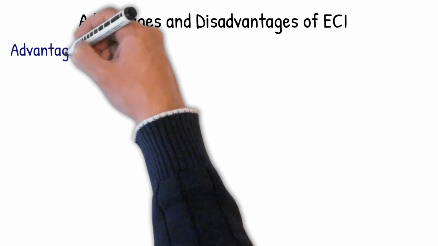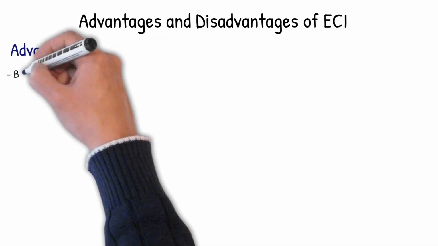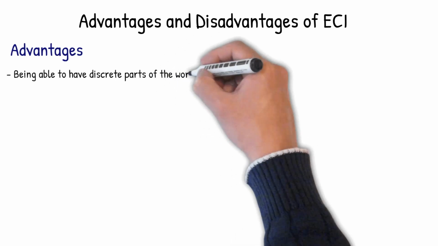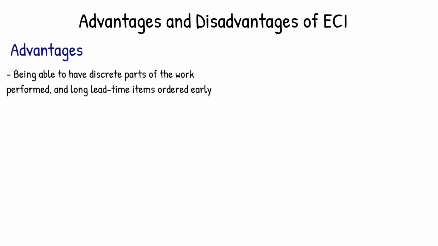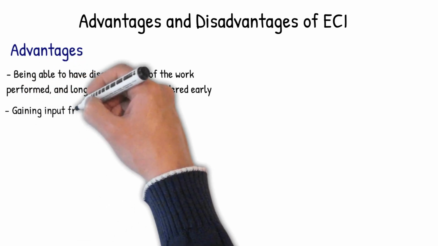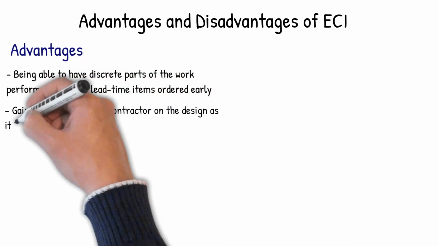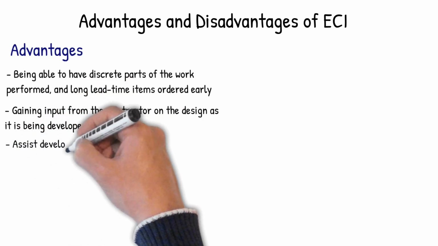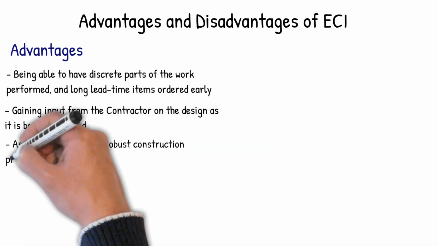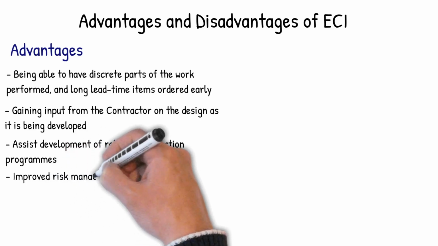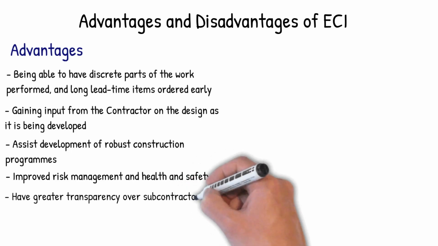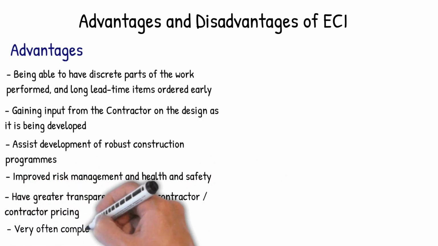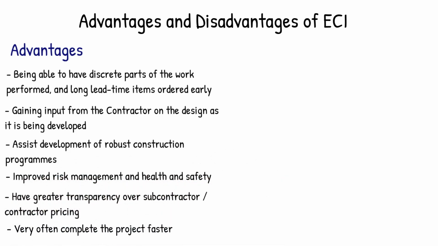Some specific advantages of using ECI in a project include being able to have discrete parts of the work performed and long lead time items ordered before all elements of the design have been finalised, gaining input from the contractor on the design as it is being developed, assisted development of robust construction programs, improved risk management and health and safety, greater transparency over subcontractor and contractor pricing, and very often it's able to complete the project faster than may have otherwise been the case.